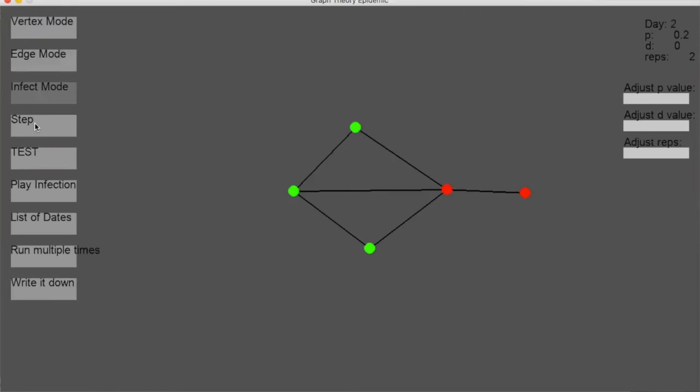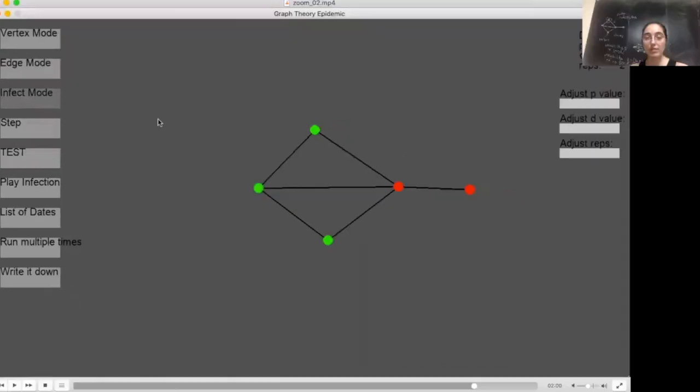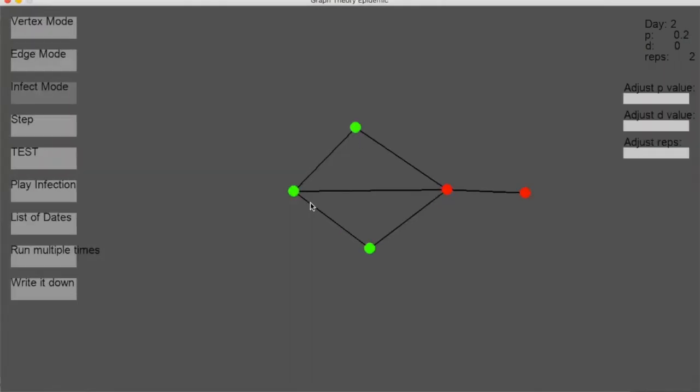So day 2, it infected this little node, and now it has a chance of succeeding on the rest of the... Wait, was that on day 2 or day 1? Okay. So day 1, it didn't infect anybody. Day 2, it infected this one person, and now it can infect the entire graph.